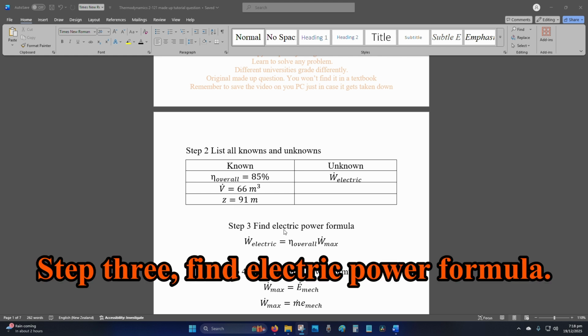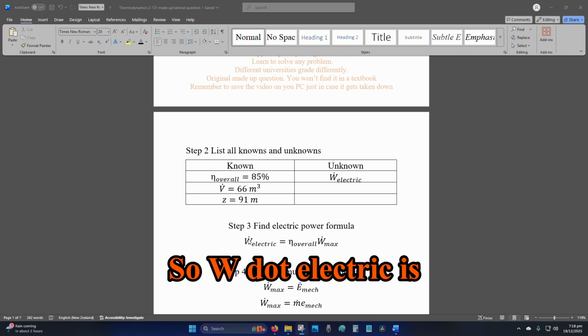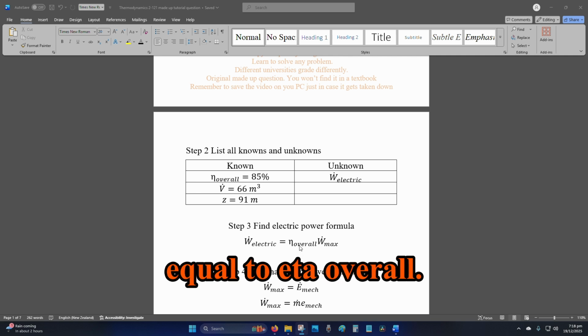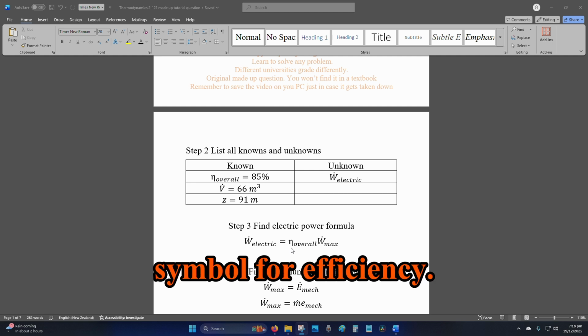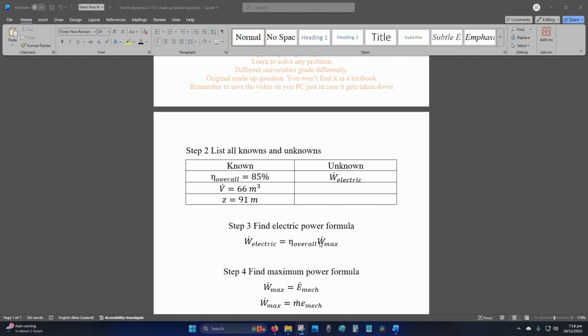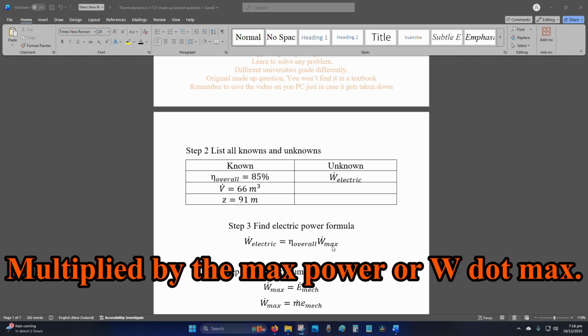Step 3, find the electric power formula. So W dot electric is equal to eta overall, eta being the Greek symbol for efficiency, multiplied by the max power, or W dot max.